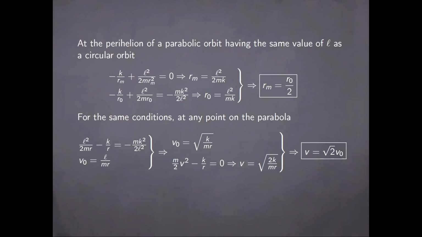And then if we write the energy conservation for the motion on the parabola, we can extract the corresponding velocity as given here. And once again, comparing these two expressions, it follows that the velocity on the parabola in this particular configuration is just the square root of 2 multiplying the velocity on the circle.